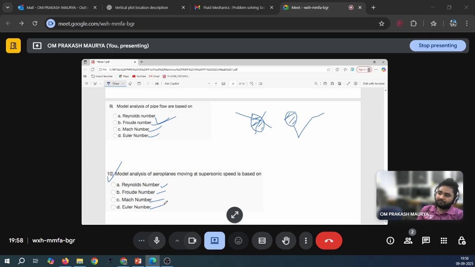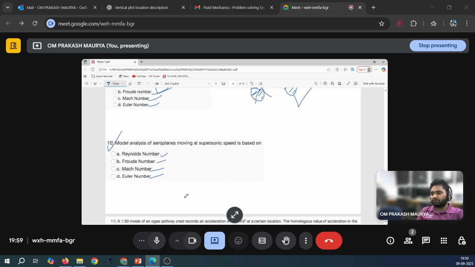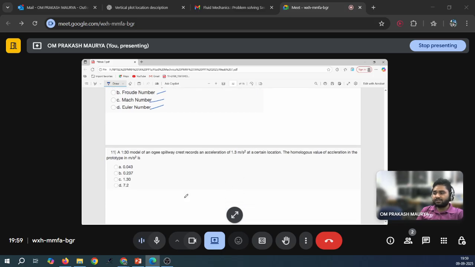Aeroplane. Whether the Froude number is applicable, whether the Reynolds number, Euler number, or Mach number. So generally, remember please, for your kind information, the aeroplane will be designed based on the Mach number. So remember. Now another question, number 11.